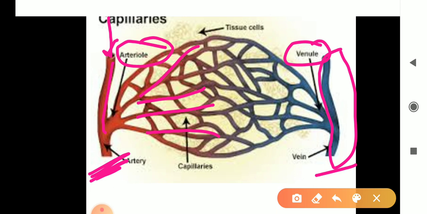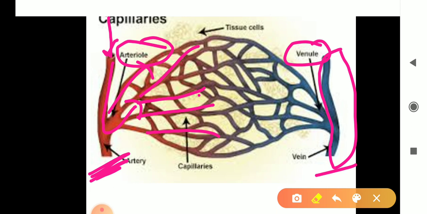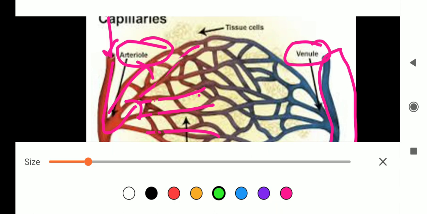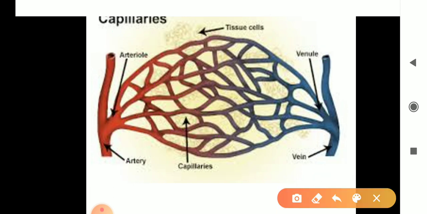Then the blood is transported through these arterioles, then in the capillaries to the tissues in the different organs. Here the exchange of gases takes place. What is happening? In this region, exchange of gases takes place.